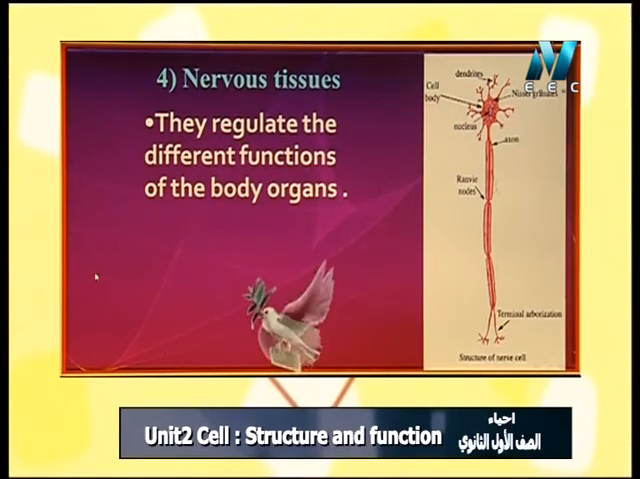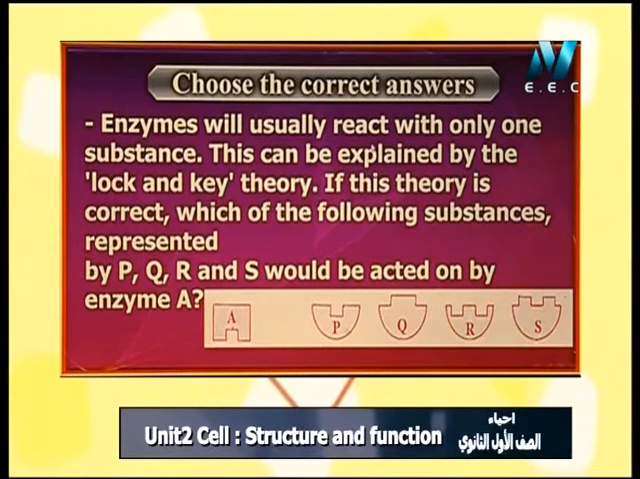الثيرد كايند او الفورث كايند اوف تيشو بنقول عليها nervous tissue. They regulate the different functions of the body organs. يبقى دي بتعمل controlling او regulate the function of the body organs because it is responsible for carrying the sensory impulses from the sensory organs to the central nervous system and they carry motor impulses from the central nervous system to muscles or glands. علشان كده النيرفس تيشو دي مهمة قوي انها بتعمل لي كنترولنج لكل السيل اكتيفيتيز.